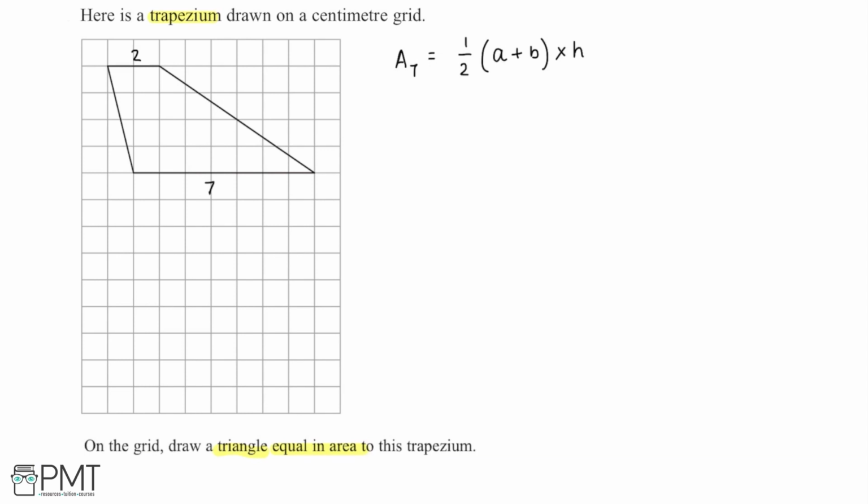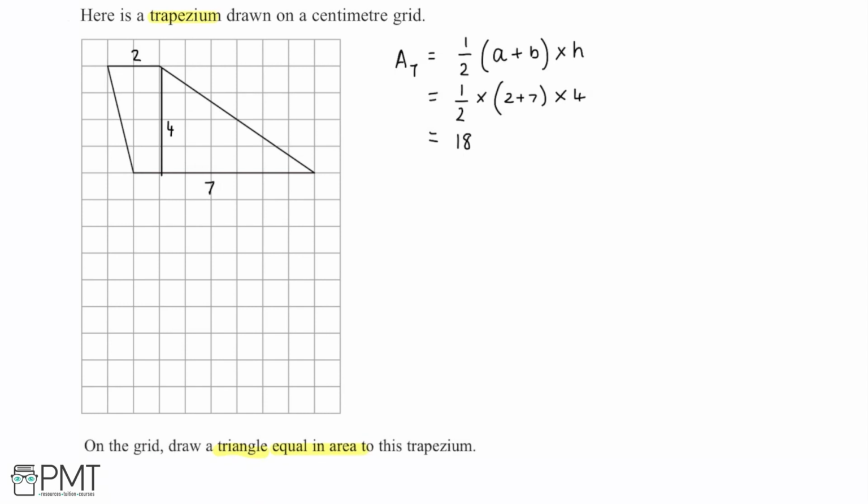And we're working on a centimetre grid, so we can just count the squares like this. We then need to find the height between the two parallel sides, and we can just find the difference between these two by looking at the vertical distance here, which is going to be 4 squares. So the height of the trapezium is 4. So we can work out the area by subbing these into the formula. So a half multiplied by 2 plus 7 multiplied by 4. And that gives us an answer of a half multiplied by 9 multiplied by 4, which is 18.